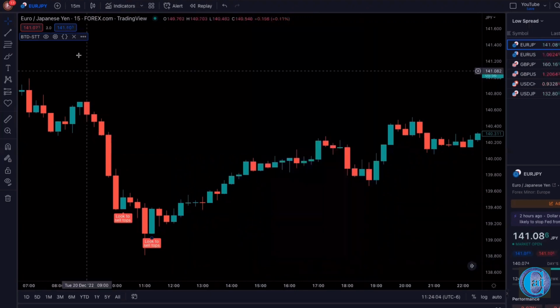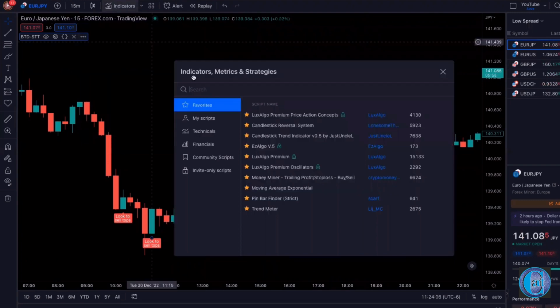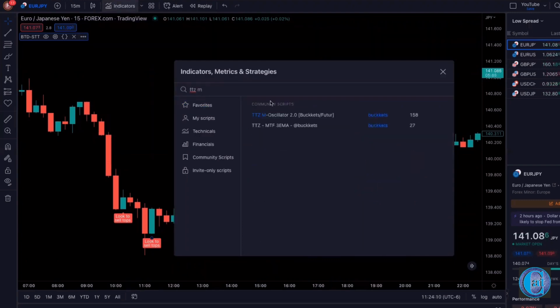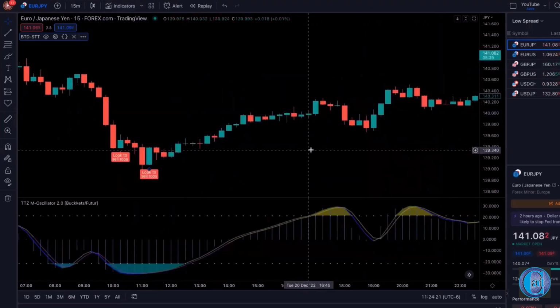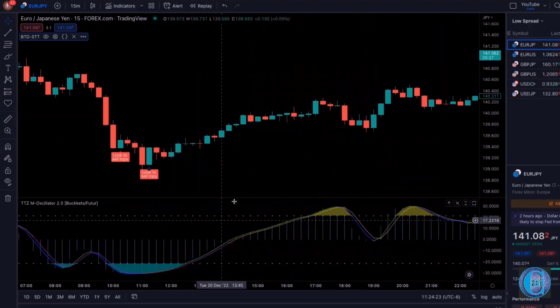Click OK. The second indicator that's free that we're going to use is called the TTZM Oscillator 2.0. All right, the one by buckets. Not a lot of people know about this one either. Click on that. And we are all set. We don't need to make any changes to this one.